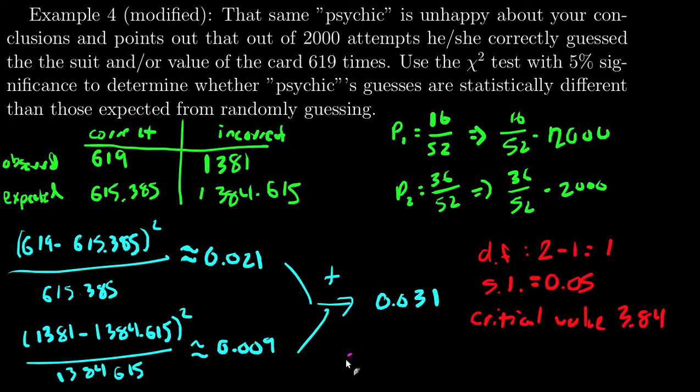And so, since 0.031 is less than 3.84, we're still going to accept the null hypothesis. It's actually exceedingly likely, exceedingly possible that the person could be completely randomly guessing and end up with this observed correct and incorrect.